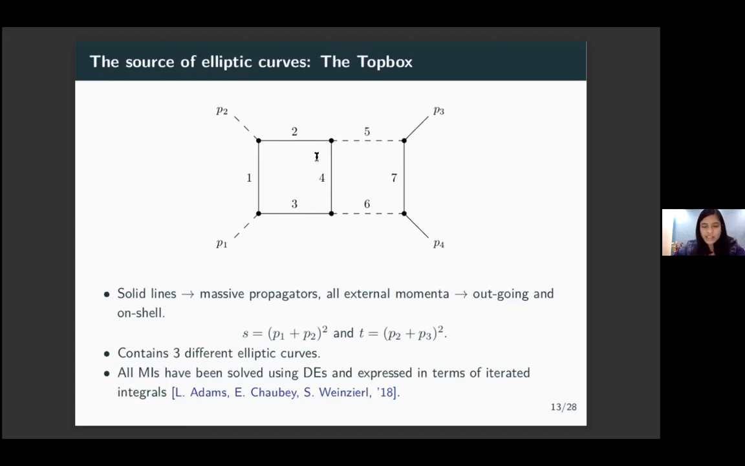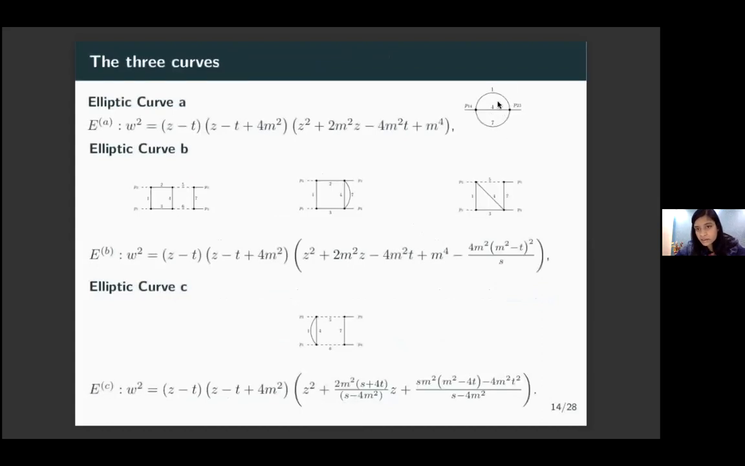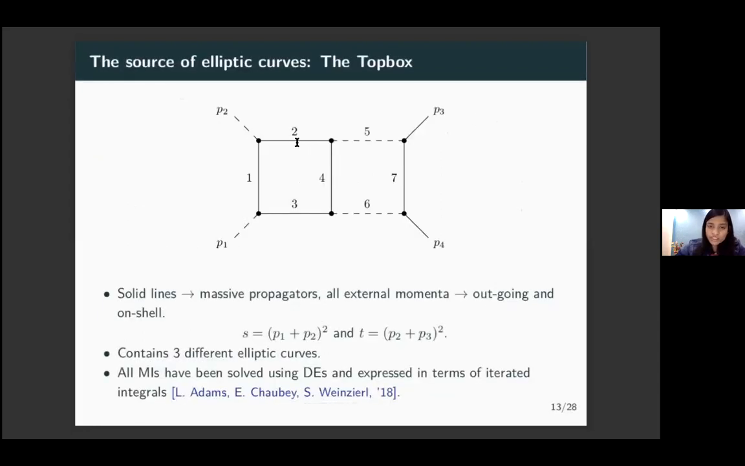You will see that something which is called a sunrise, which had been studied a lot in the last century by mathematicians. And you will see that if you, for example, pinch the propagators 2, 3, 5, and 6, you will see the sunrise. Now the sunrise looks like this thing here. And this was known to evaluate to an elliptic curve. And when we started studying it in physics, we showed that we can write them down in terms of elliptic logarithms and so on. So one of the subtopologies of this top box already contained the sunrise.